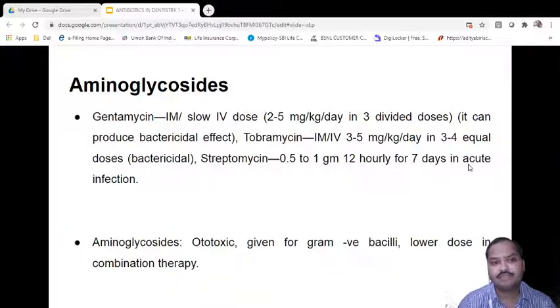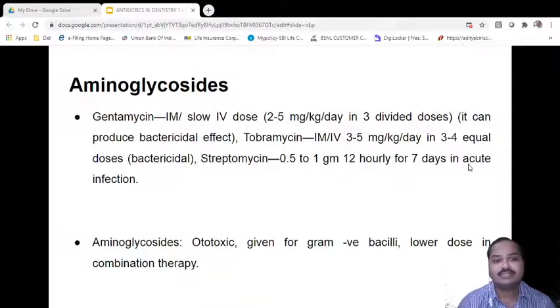A commonly used aminoglycoside is gentamicin, which is given as an intramuscular or slow intravenous injection, 2 to 5 mg per kg per day in 3 divided doses. It can produce the bactericidal effect in this dose.